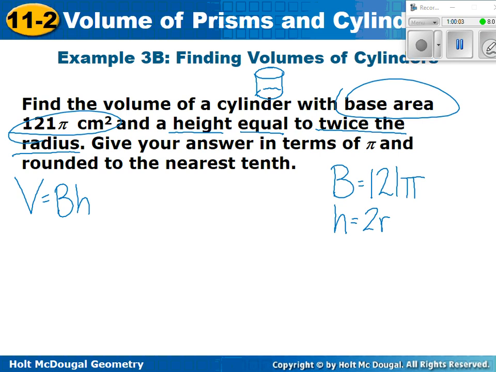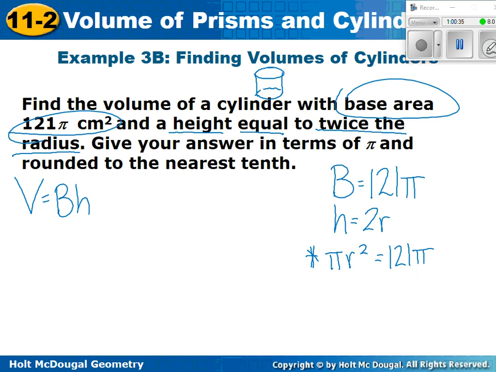Okay, so what am I going to put in the place of capital B in order to work backwards and solve for r? What's the formula for capital B? Pi r squared. It's a circle, so the area of the base is pi r squared. So we're going to do pi r squared equals 121 pi. Are you guys with me on what I'm doing here? Yeah. Okay, so now we just want to solve for r.